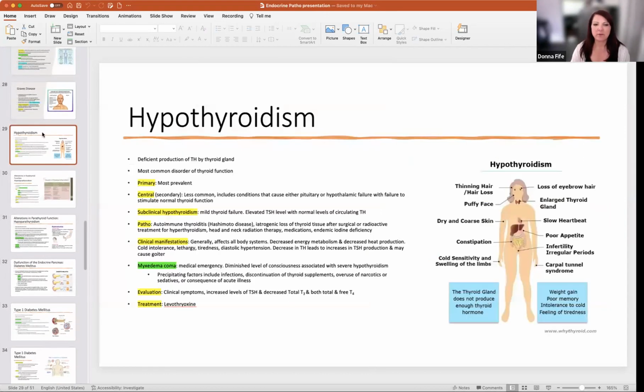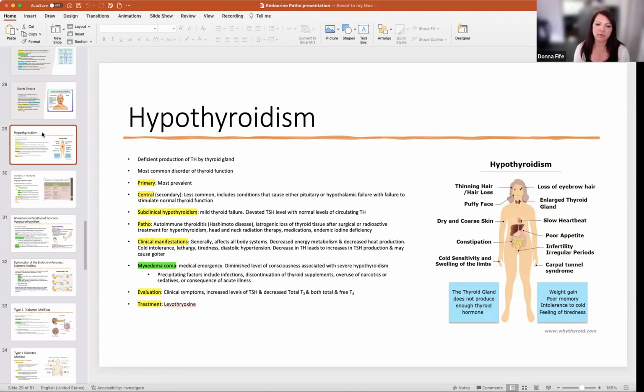On the opposite side of that, we have hypothyroidism. This is a deficient production of thyroid hormone by the thyroid gland, and this is the most common disorder of thyroid function. Primary is the most prevalent. Central or secondary is less common, and it includes conditions that cause either pituitary or hypothalamic failure with failure to stimulate normal thyroid function. So in clinical hypothyroidism, there's mild thyroid failure, elevated TSH levels with normal levels of circulating TH.